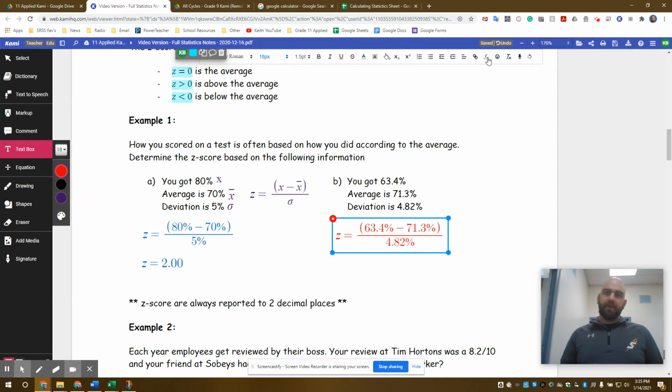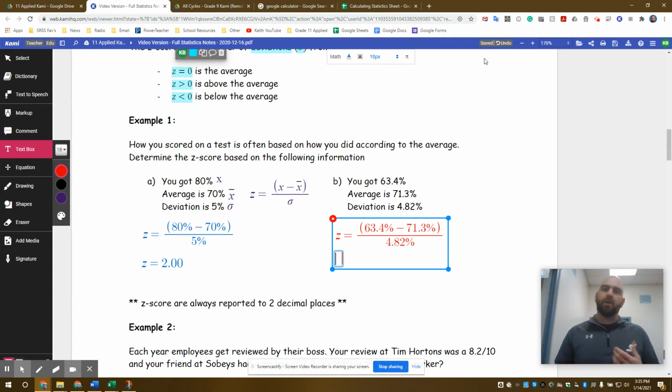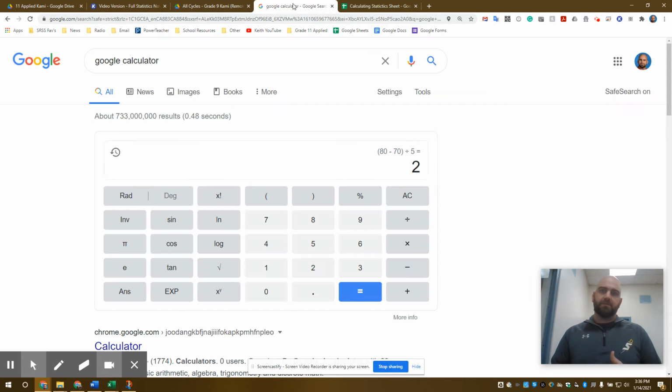Now you should probably be able to see in this case here that when we subtract, we're going to get a negative number, so we're going to get a negative Z-score. A negative Z-score means that we are below average, okay? And below average is okay. That's not a bad thing. Well, I shouldn't say being below average, it's just a matter of figuring out where we're standing according to the average. 63.4%, that's still passing, right? So that's still passing, so it's not too big of a deal.